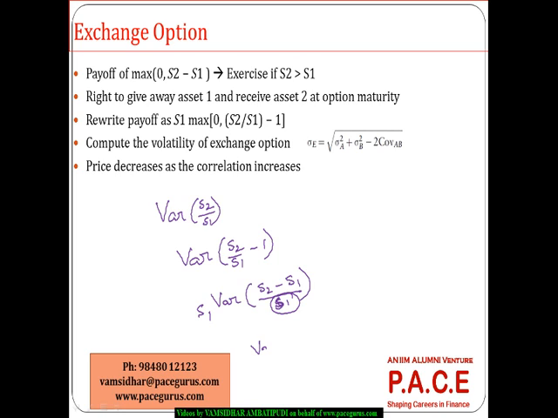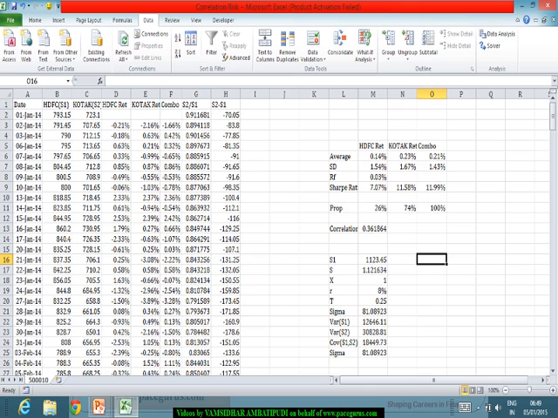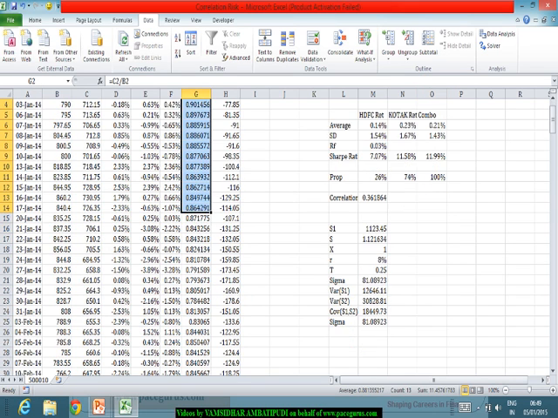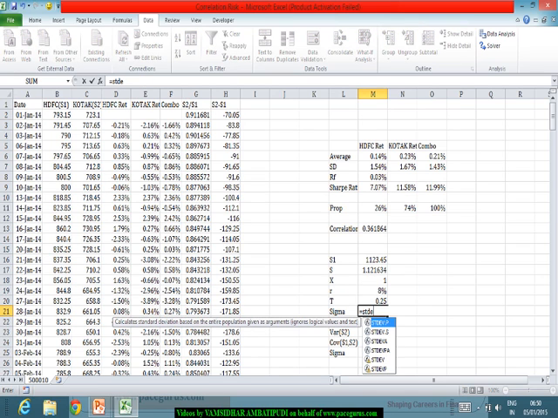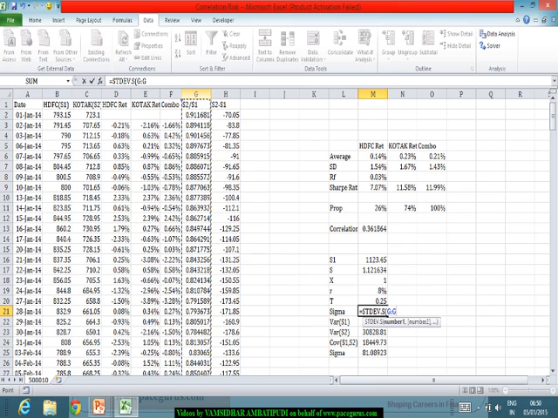Based on this, the price of the exchange option is coming out. If the correlation between the two is much higher, the price typically goes down. If the correlation is lesser, the price goes up. Or here also, a straightforward way: instead of going with S2 minus S1, now that I have S2 by S1, I'll take the standard deviation of S2 by S1, which is working out to this number. This is the standard deviation if I am directly taking it here.